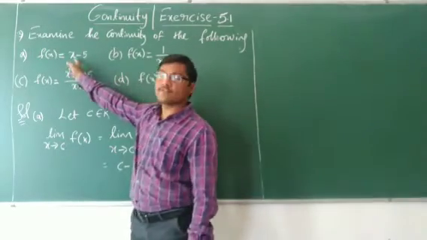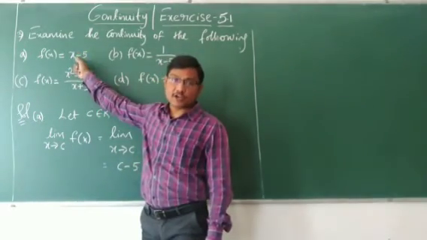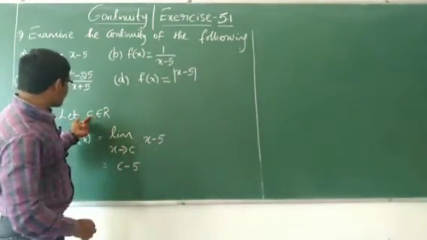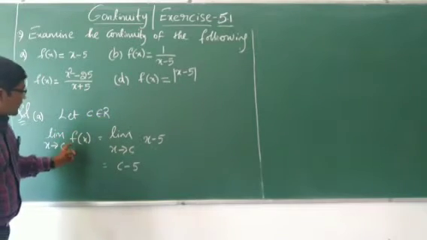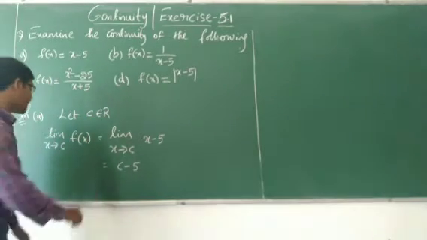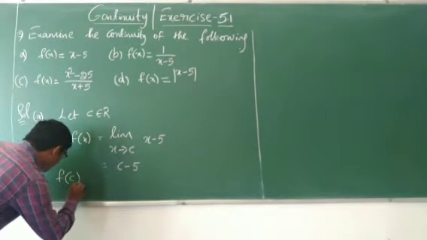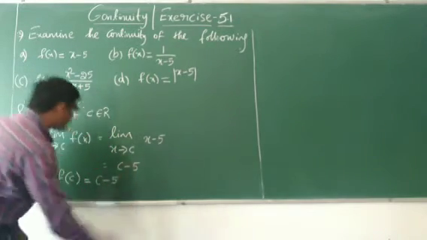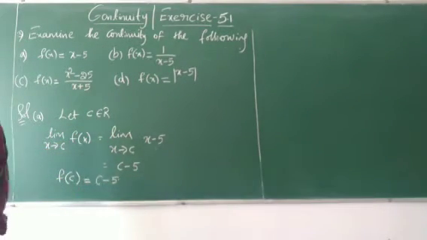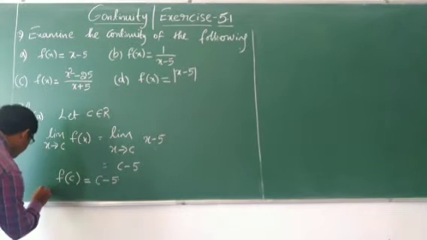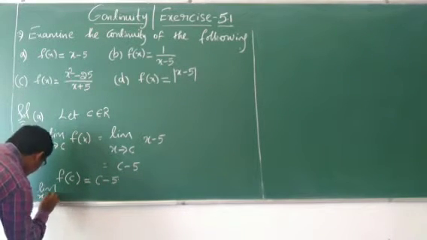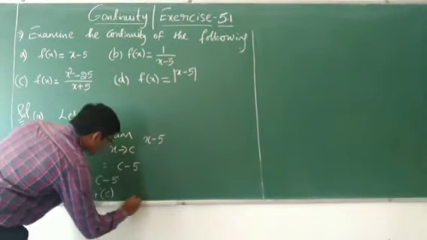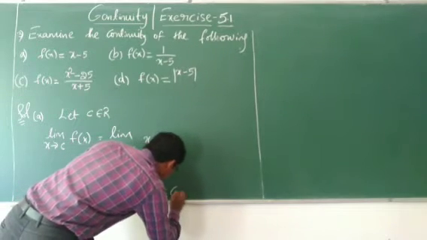Here it is a polynomial function. For a polynomial function, the domain will be equal to R. So we are considering a point in the real numbers. Take the limit, it will be equal to C minus 5. Now consider the function value. f of C is equal to C minus 5. Both are equal. The limit value and the function value are equal. Therefore, limit x tends to C, f of x is equal to f of C. Therefore, f is continuous.